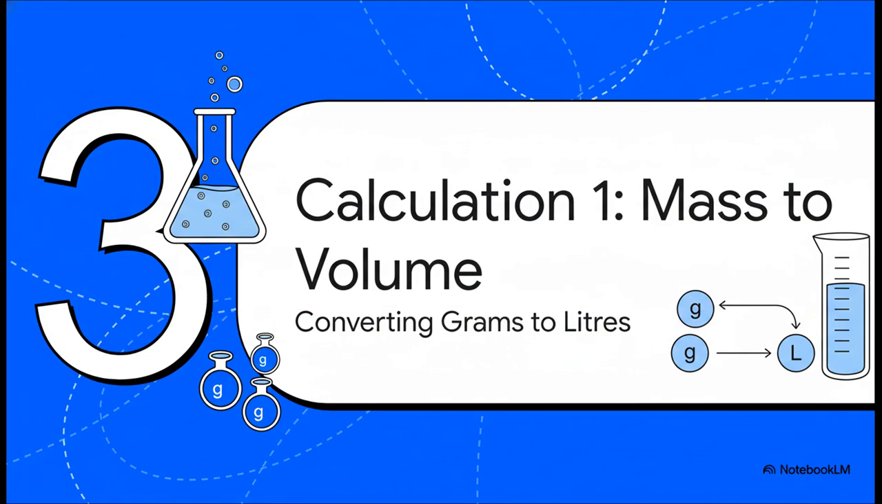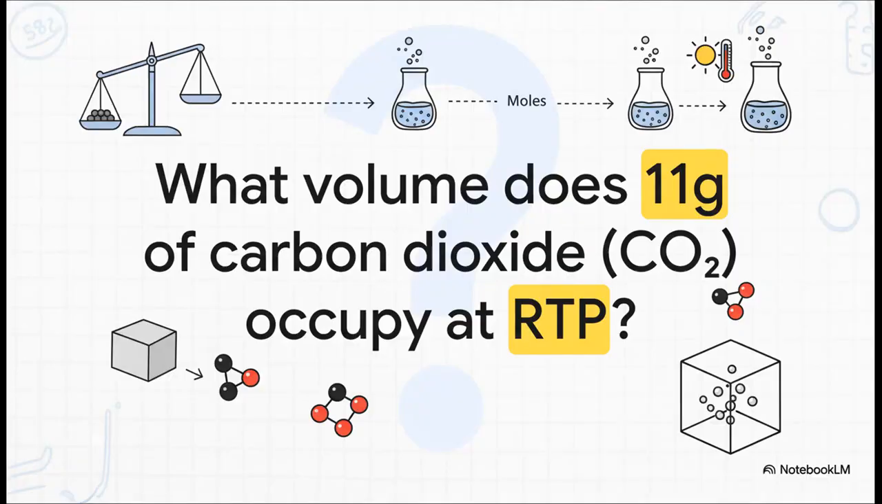Okay, so now we have our key number. Let's put it to work. We're going to look at the first type of calculation you're likely to face, converting a mass of a gas, in grams, into the volume it takes up. Here's a classic example. You're given a mass in grams, and you're asked for a volume. Now, the key thing to realize is that you can't just jump straight from mass to volume. There's a vital intermediate step you have to take.